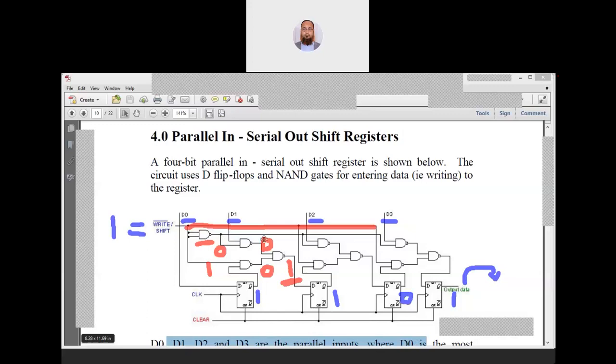So this is 0 0. The output will be 1, and we are getting this irrespective of the value of D1. D1 can be anything; here we will get 1. So now let's talk about here. What is this? This is D2 input.